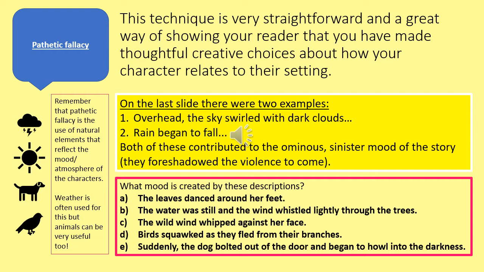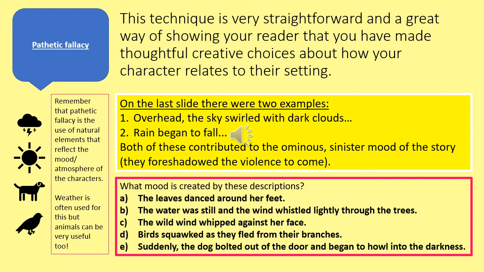The second technique we're going to work with this week is pathetic fallacy. It sounds a bit fancy, but it is a really helpful, straightforward way of building mood and atmosphere in your story. It's the use of natural elements to reflect the mood, the emotions, the atmosphere of your characters.